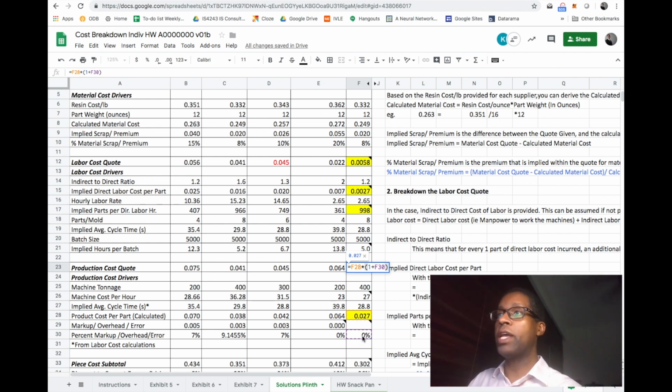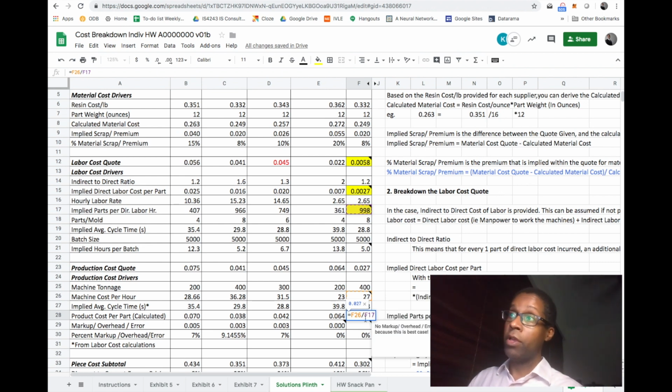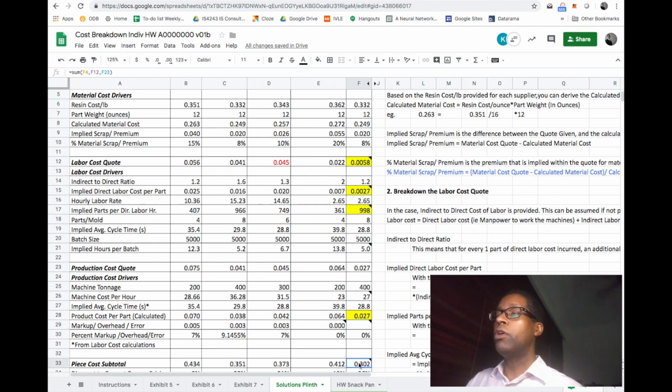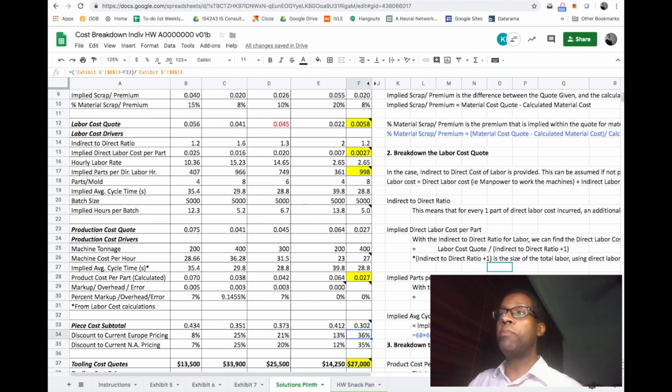So if we look at how we got the product cost per part, we're taking the machine hour cost and calculating that against the implied parts per direct labor hour, the highest again that you could have. And so you're getting a nice number, a number better than any other for the product cost per part being calculated. Now we go down to the piece cost per subtotal. So in our theoretical case, it's really the best, 0.302. That gives us, compared to the current pricing, 36%.